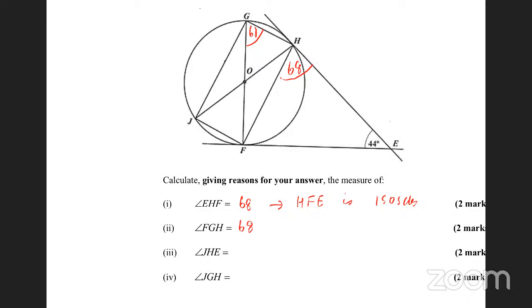What about JHE? What's that angle? I'm going to pick on somebody. I'm going to pick on Faith. JHE. What angle is that? 90, yeah. Radius meets a tangent. 90 degrees. Okay? Radius meets tangent.